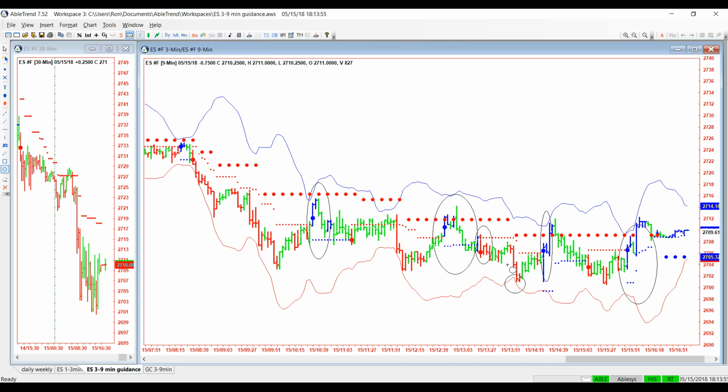Steve asks, is there a way to do a guidance chart in eSignal? No, Steve, there isn't. That's why we always recommend using Able Trend and using the eSignal data feed, which is an excellent data feed.